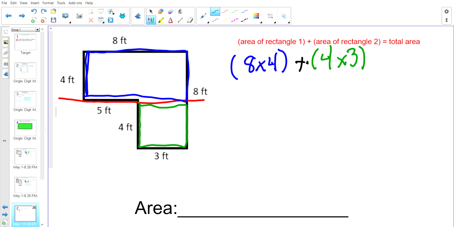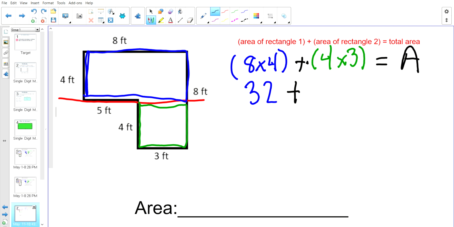I know that if I add the 8 by 4 rectangle plus the 4 by 3 rectangle, it will equal the total area of the entire rectilinear figure. Now, third grade, I need to think about what 8 times 4 is. If you need to pause the video and use a strategy or your fours song to find the answer to 8 times 4, go ahead and do that. 8 times 4 equals 32. The area of rectangle 1 is 32 square units.